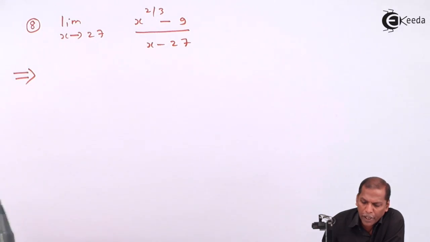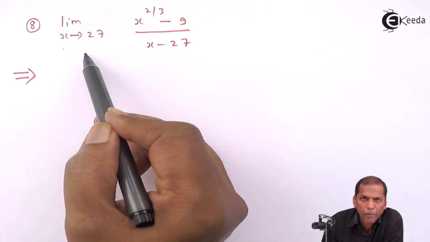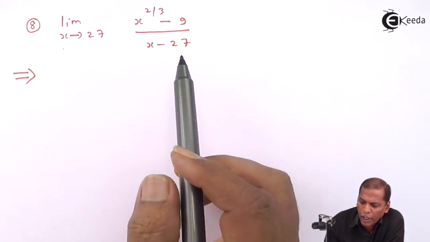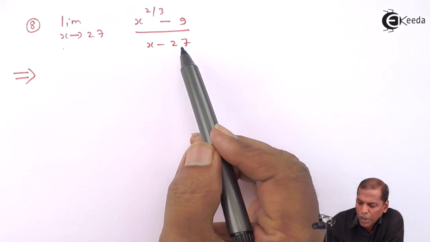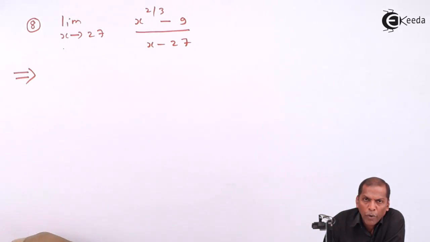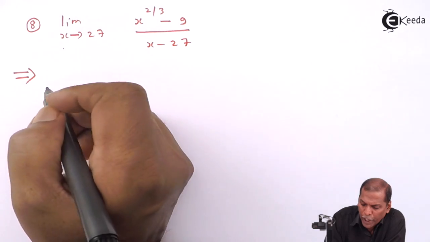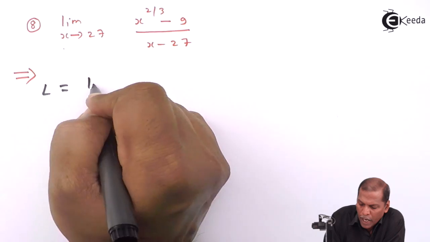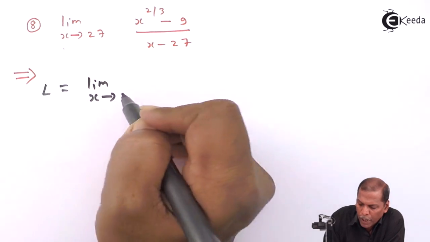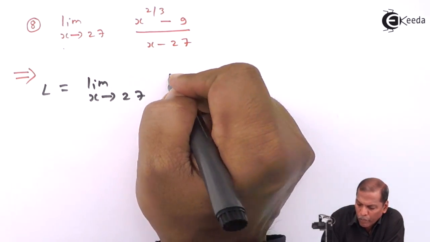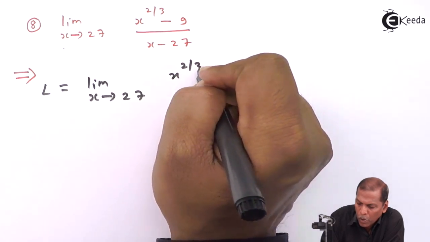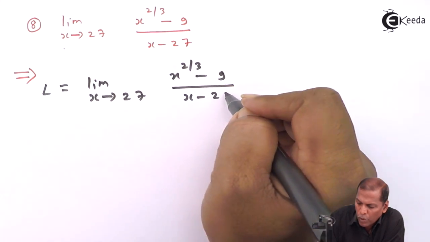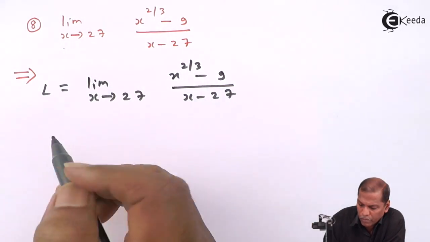The problem number 8 is limit x tends to 27 of (x raised to 2/3 minus 9) divided by (x minus 27). Now let's see the solution. First of all, we denote the given limit as L. So L is equal to limit x tends to 27 of (x raised to 2/3 minus 9) upon (x minus 27).